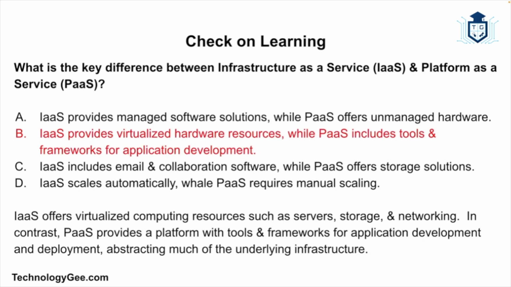And the correct answer is infrastructure as a service provides virtualized hardware resources, while platform as a service includes tools and frameworks for application development. So, infrastructure as a service offers virtualized computing resources such as servers, storage, and networking. In contrast, platform as a service provides a platform with tools and frameworks for application development and deployment, abstracting much of the underlying infrastructure.